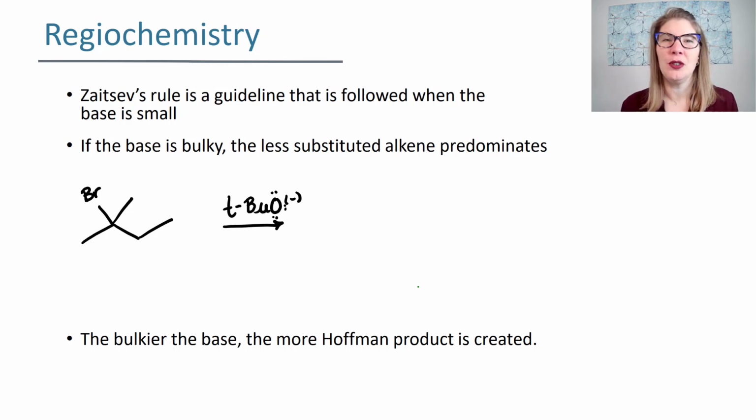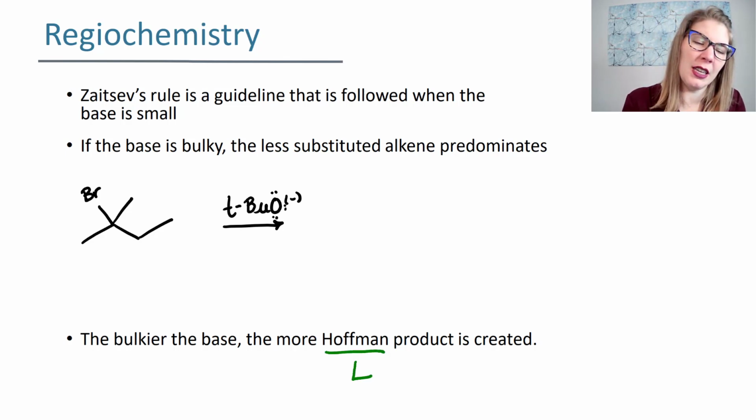The less substituted alkene is called the Hofmann product, right? So the more substituted alkene is called the Zaitsev product. The less substituted alkene is called the Hofmann product.